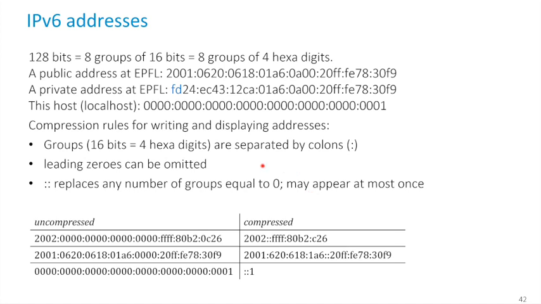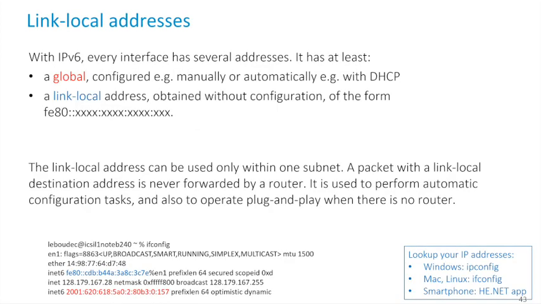And we can also replace any group of zeros by an empty string, 2 colons, which is a convenient way of saying the loopback address. So if I send an IPv6 packet to myself, I send it to this address here. And here I also have an address that has plenty of zeros in the middle. I can compress it here. Of course, there can be many zeros in addresses, but I can compress only once.